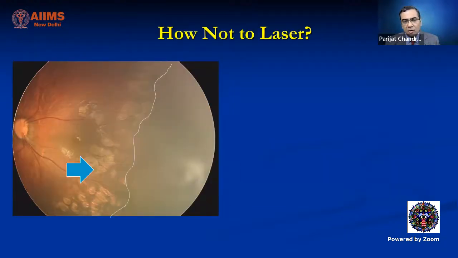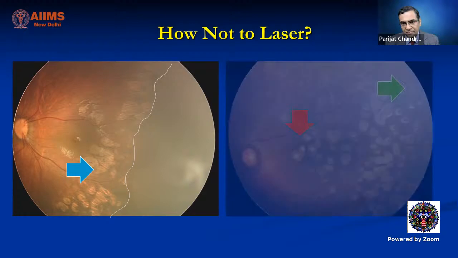Just a few words about how not to laser. A lot of cases which we get come like this. This is similar to the posterior barrage laser I showed you. This is not to be done. You need to laser the avascular retina, which is anterior to this line I have just drawn on this photograph. That is the avascular retina where you need to laser if you want this disease to go away. If you laser posterior to it, you can land up with further progression of the disease. So that is not to be done.